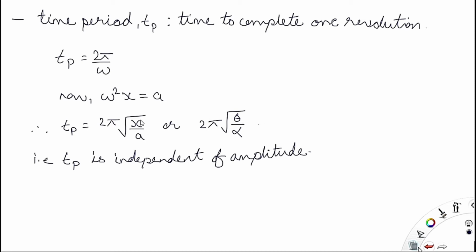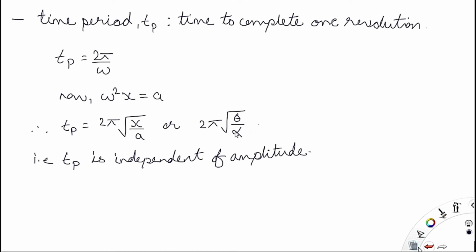Now if we are dealing with a torque, in terms of when the motion is caused by a torque or torsion, then time period T is equal to 2 pi into under root of theta by alpha. So theta is the angular displacement and alpha is the angular acceleration.